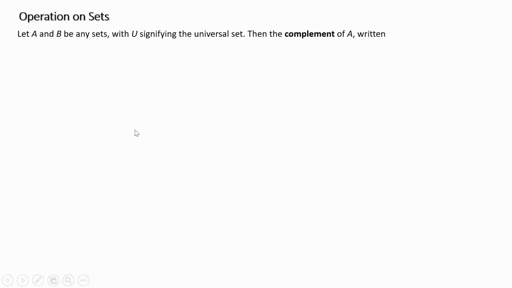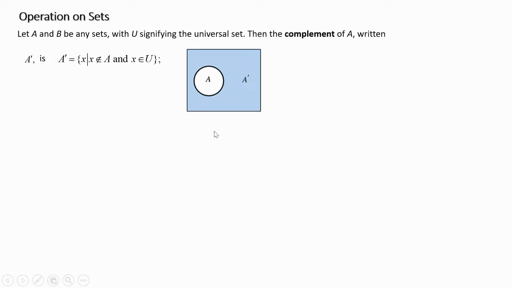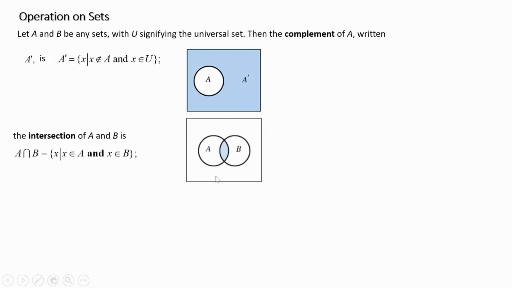Now all this, guys, is leading to what's coming up next. This is just the definition that I copy and pasted from the book. That's what it means by not A. If this is A, this is not A, shaded in blue. The intersection of A and B is what they have in common. It's this portion here. And how you read it is a set with elements X such that X is an element of A and X is an element of B, which means where they intersect.